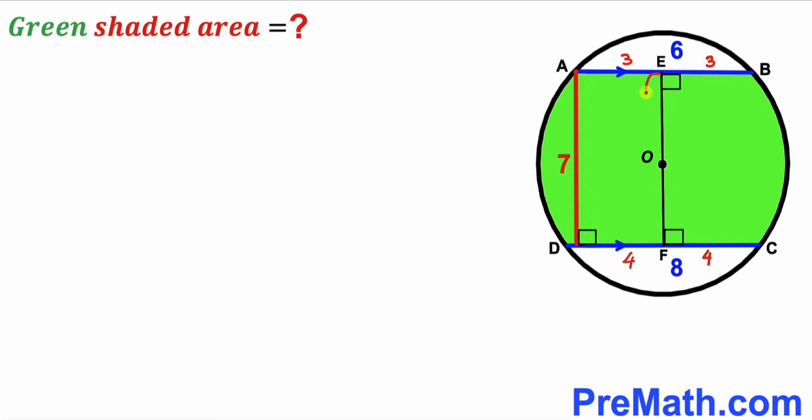Now let's assume that this segment EO length is x. We know the perpendicular distance between these two chords is 7 units, so this segment OF length has got to be 7 minus x. In this next step, I am going to connect this center O with these points B and C. Let's make an observation. This OB is our radius, so I'm going to label it lowercase r. Likewise, OC is a radius as well, so I'm going to label this one lowercase r as well.